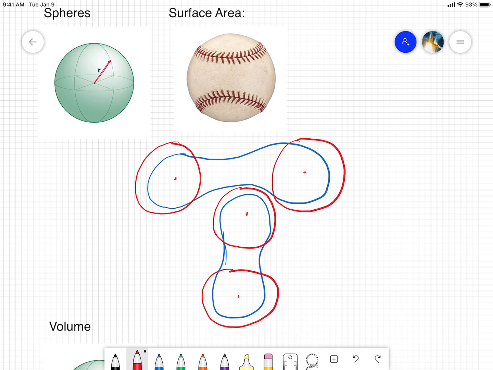Now, if we just think about these as parts of the great circle, that means that each one of these circles would have a radius r, right?